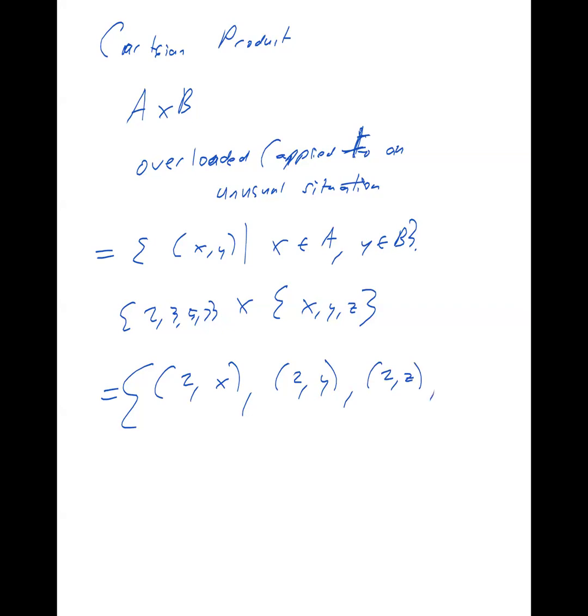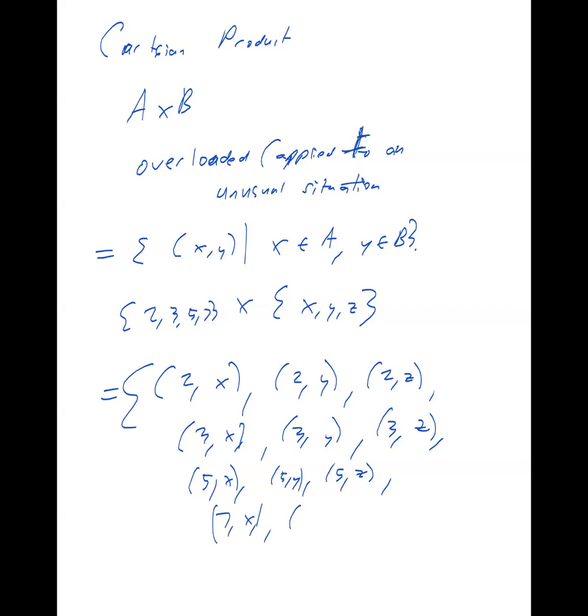So 2 with an X, 2 with the Y, 2 with the Z, or 3 with an X, 3 with the Y, 3 with the Z, or it could be 5 with an X, 5 with the Y, 5 with the Z. What else could it be? What's the last one that could be part of the cross product? 7 with an X, 7 with a Y, 7 with a Z.